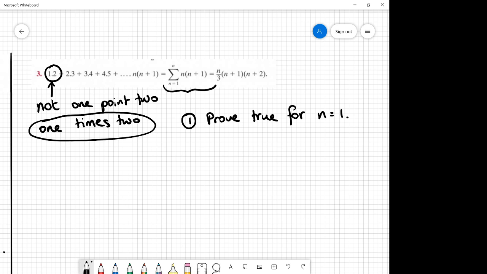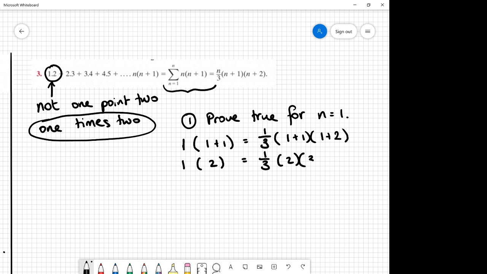Again, step 1 is to prove that it's true for n equals 1. So 1 bracket 1 plus 1 is equal to 1 over 3 bracket 1 plus 1 bracket 1 plus 2. So 1 bracket 2 is equal to 1 over 3 bracket 2 bracket 3. And 2 is equal to 1 over 3 by 6. Therefore, it's true for n equals 1.